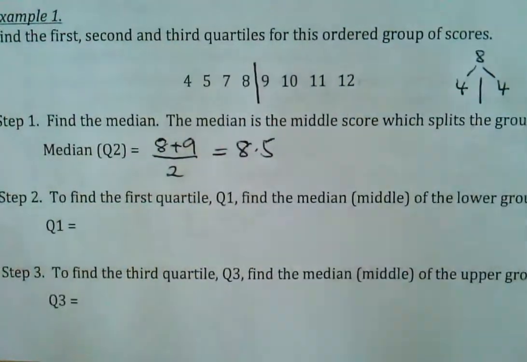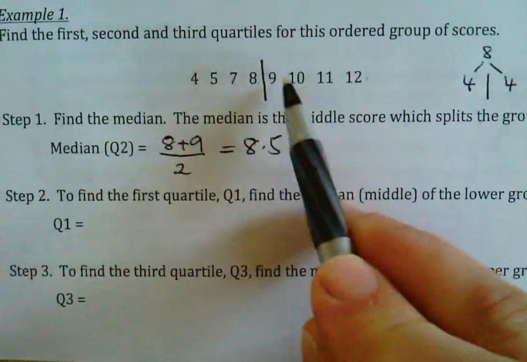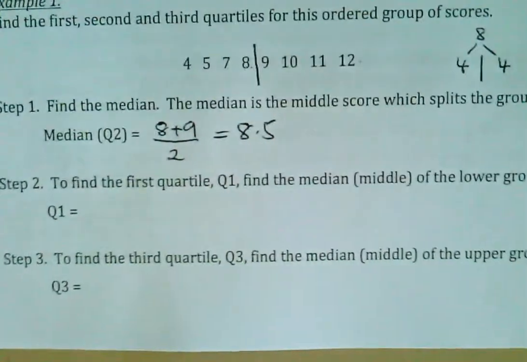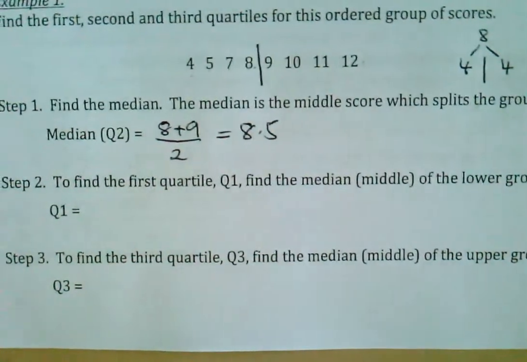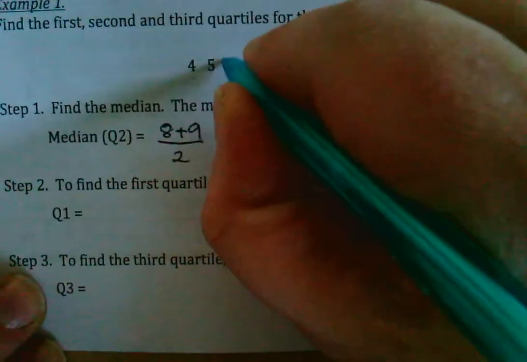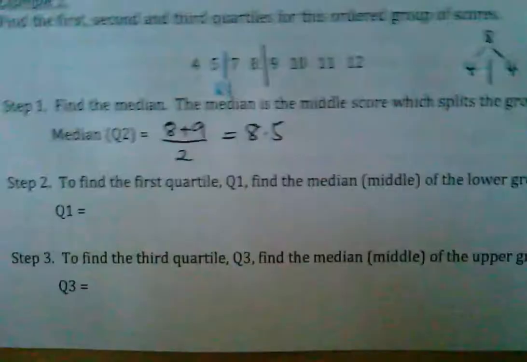Now, I don't pull a score out. There's nothing to pull out. There's my lower half of scores. There's my top half of scores. To find the first quartile, you just do the median again of the lower half. So the even number of scores is probably the easier one to do. We put the median in, and then we look at the lower half of scores, and we do a median there. Are we good? That's Q1.